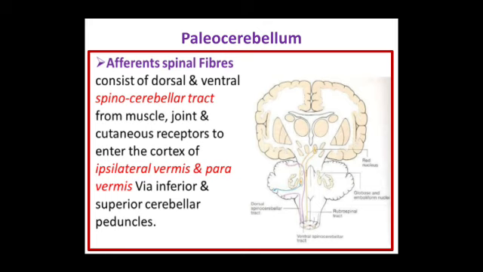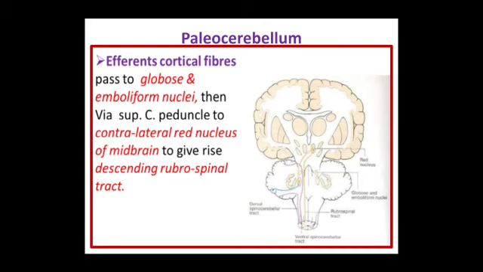Afferent spinal fibers consist of dorsal and ventral spinocerebellar tracts from muscles, joints, and cutaneous receptors to enter the cortex of ipsilateral vermis and paravermis via inferior and superior cerebellar peduncles. Efferent cortical fibers pass to globose and emboliform nucleus, then via superior cerebellar peduncle to the contralateral red nucleus of the midbrain to give rise to the descending rubrospinal tract.